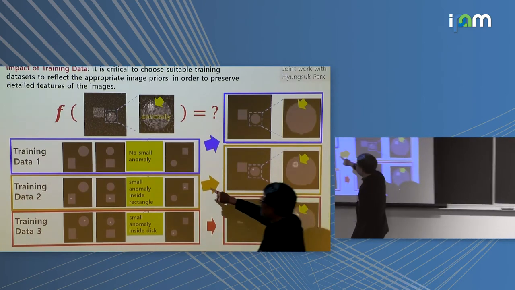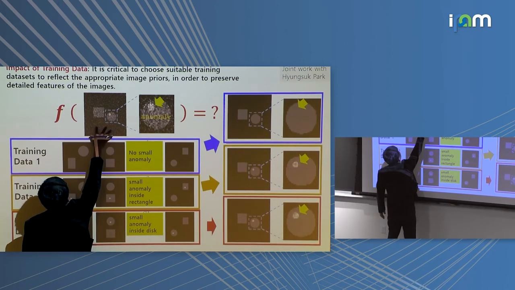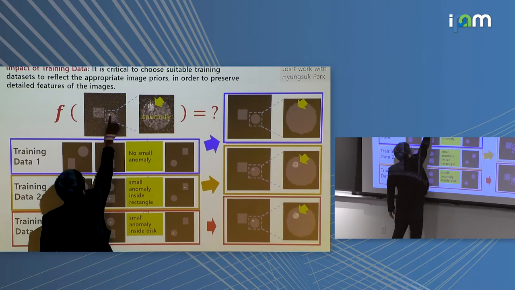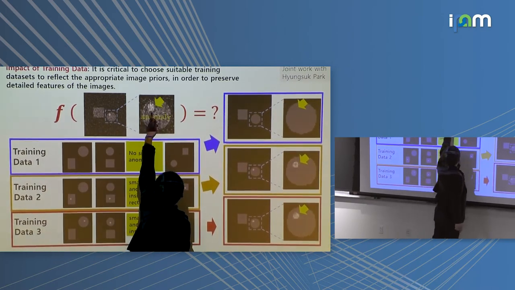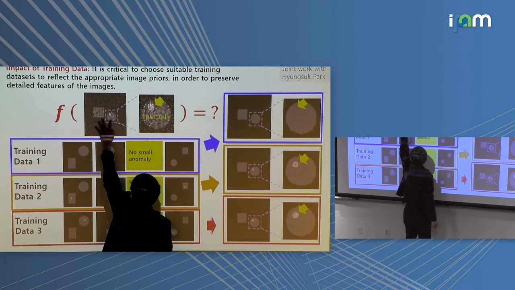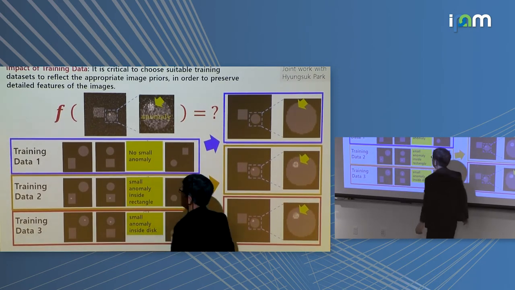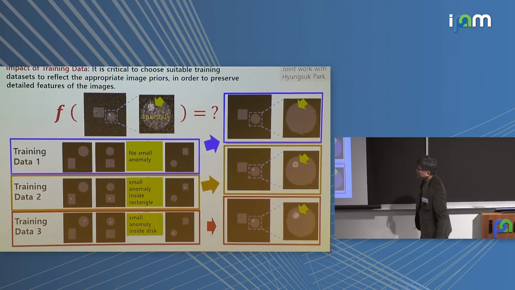I'll explain this one, the quality. Okay, this is a denoising problem. I try to denoise this image. Look at it, a lot of noise is there. And there is an anomaly there. Okay, I try to remove this noise and preserve the anomaly part. I use three different training data sets.